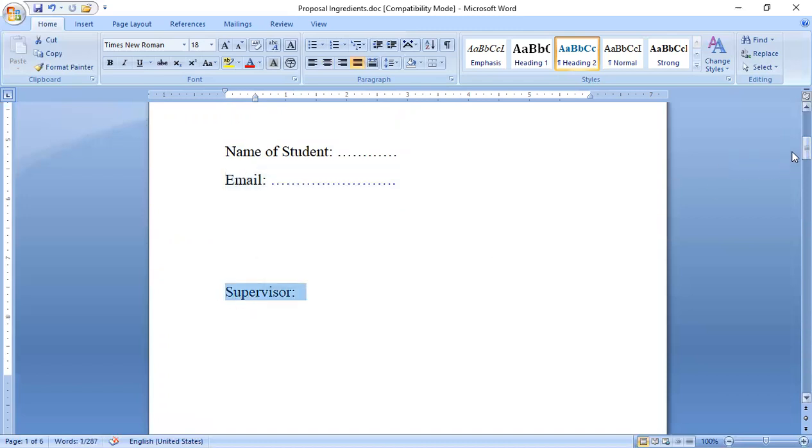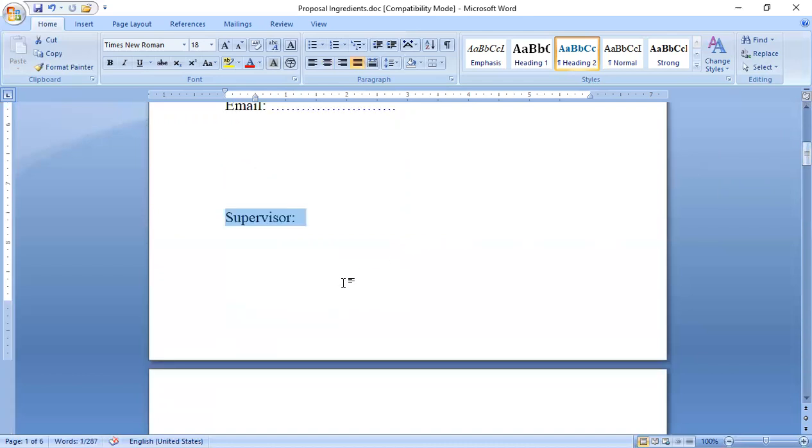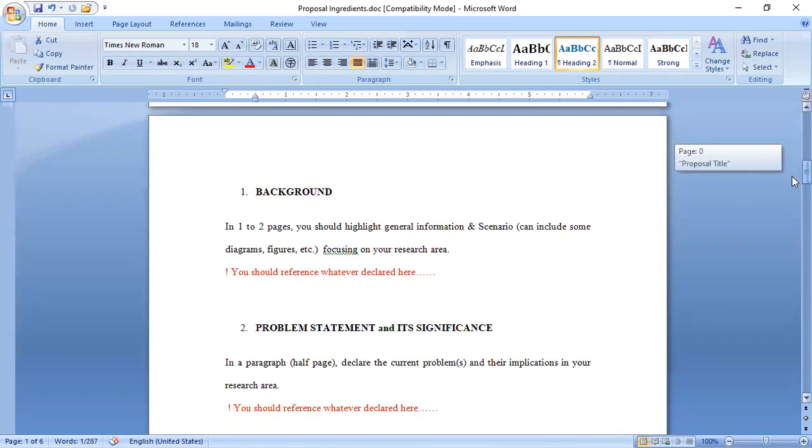And then you can also write in the bottom of the first page the department or degree in which you are going to apply. So this is the first page, that is the title page of any research proposal. Next thing, second page, the first heading of any research proposal consists of the background.